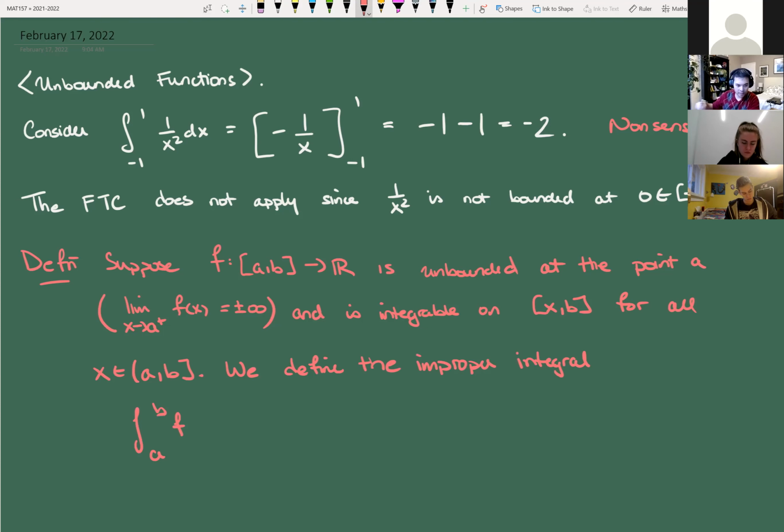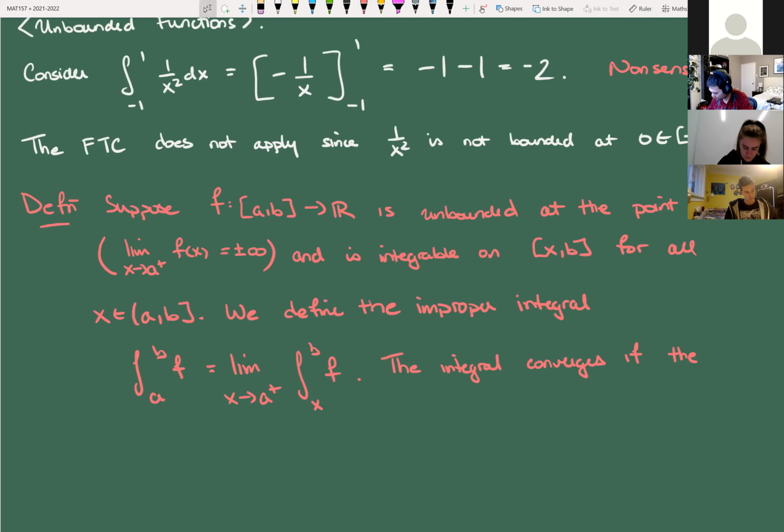And again here, you don't even see that it's improper. There's no obvious infinity showing up here, but you're keeping track of that, hopefully. So the limit as x approaches A from the right of the integral of f from x to b. We'll say that the integral converges if this limit exists, and diverges otherwise.